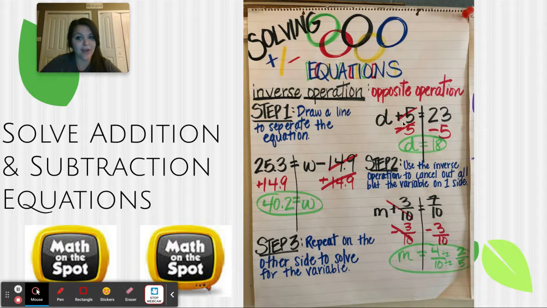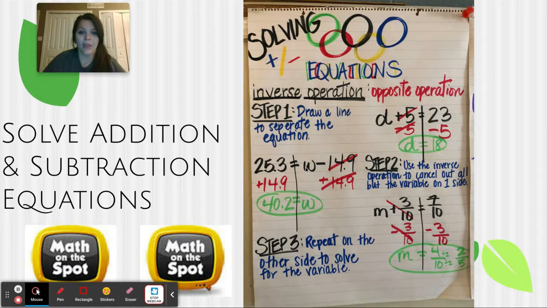So since I subtracted 5 on this side, I also had to subtract 5 on this side. So 5 minus 5 left me with only d on this side, which remember was my goal to begin with. So now I have d equals, and then I just take that 23 that was on this side and do 23 minus 5, which gives me 18. So d equals 18. So that step 3 was repeat on the other side to solve for the variable. That's what we just did here with the 23 minus 5 equals 18.